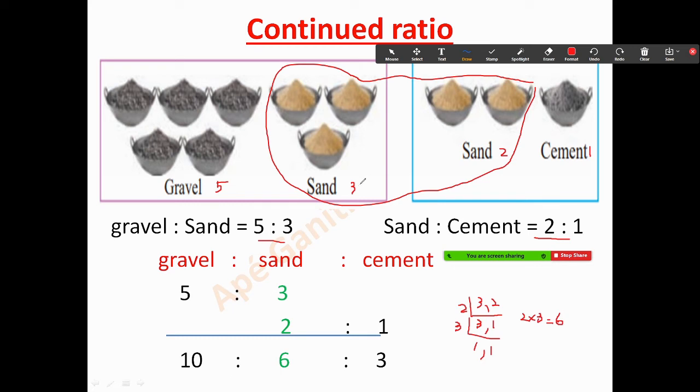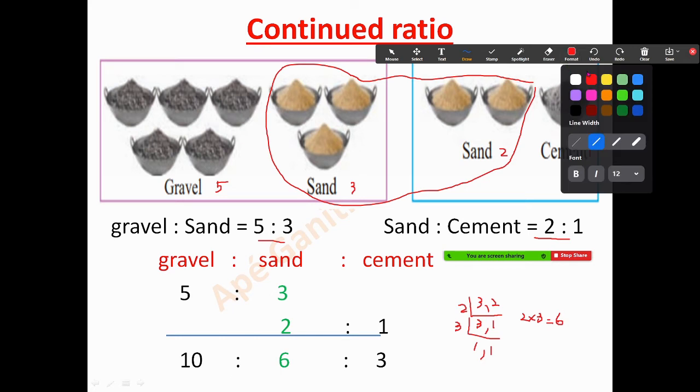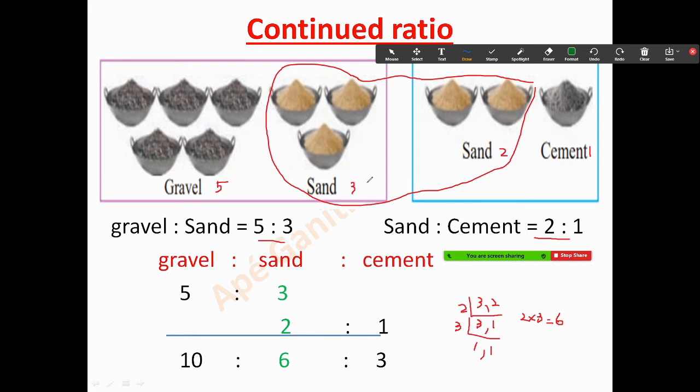How to convert this 3 into 6? You can convert that 3 into 6 by multiplying by 2. 3 into 2 is 6. We want to convert this number into 6, so 3 multiplied by 2. If you multiply one part of the ratio by 2, you have to multiply the other part of the ratio also by 2.